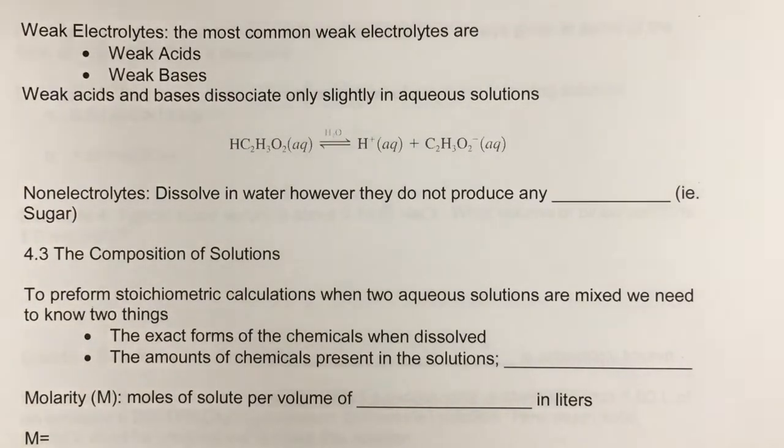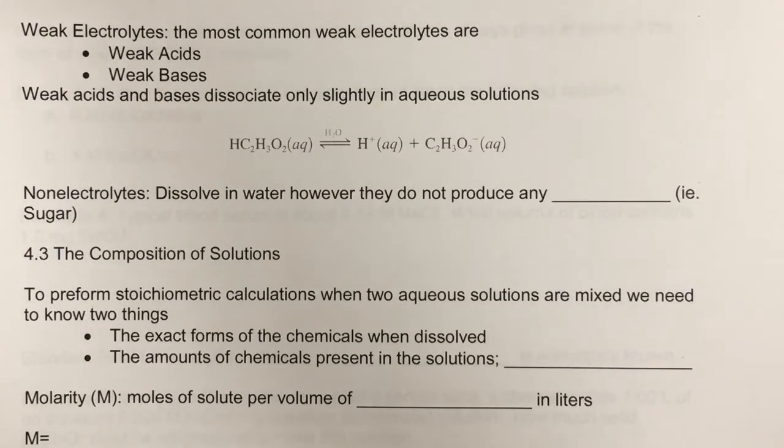In the last section, we started talking about electrolytes. We said that an electrolyte was something that will conduct electricity when it's dissolved in water. We said that a strong electrolyte is something that conducts a lot of electricity because it breaks apart or ionizes completely in water. A weak electrolyte is going to only conduct a little bit of electricity because it only dissociates or breaks apart a little bit, okay?